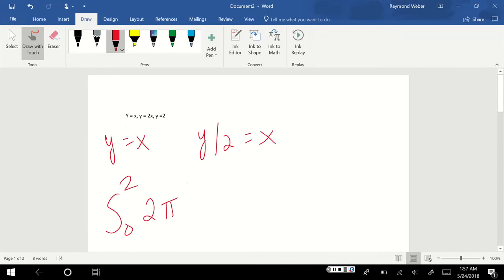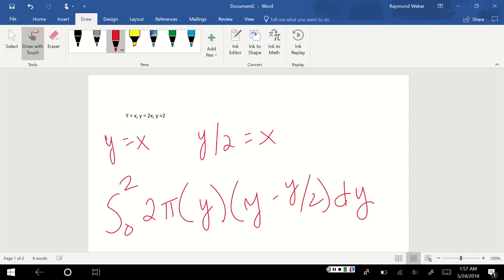2 pi. And then I always just throw in a y. Remember, just an extra y unless something weird's happening. And then I need to subtract these two. So y minus y half dy.